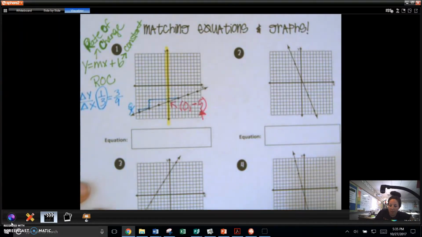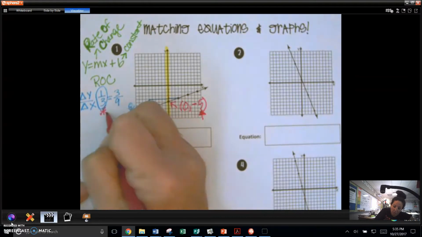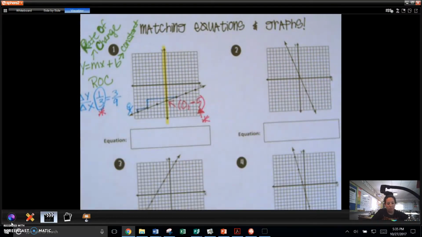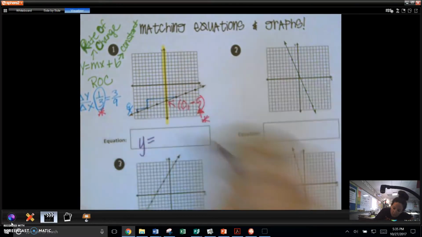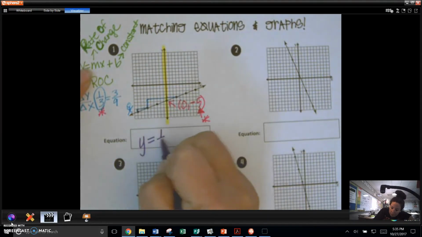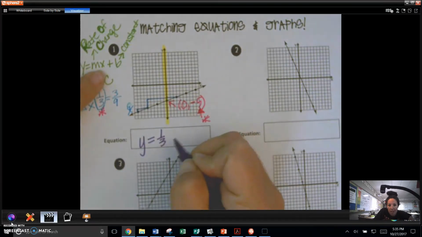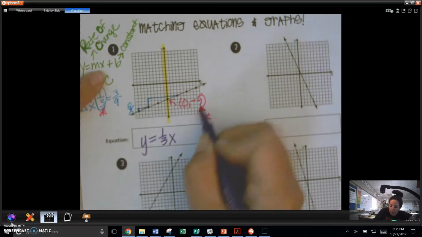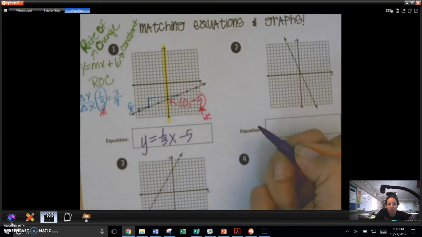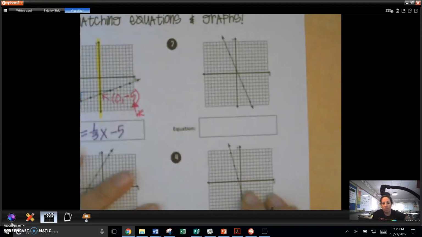So now I'm going to take my rate of change and my constant and write my equation. My equation is y equals my m, which was my rate of change, and my rate of change in this case is 1/3. Then my x, and then my constant, which was -5. And so I have my equation. So let's do it on a different one now.